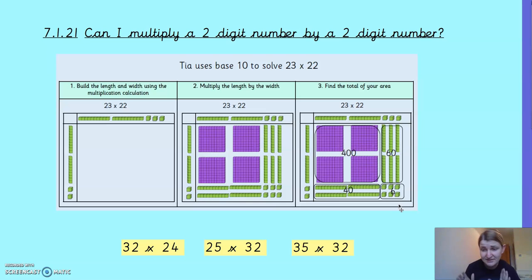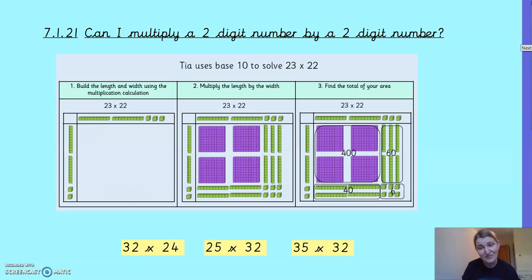Okay, now for me personally, this actually takes quite a lot of time to get my head round. So don't worry, we're going to explore a couple of different ways of doing this. But if you would like to have a bit of an experiment, we've got 3 number sentences down here at the bottom. If you want to have a go at creating the same sort of model that Tia's used, using base 10, so draw out for this one along the top, make 32, 3 10s, 2 1s. Along the side, 24, 2 10s, 4 1s, and have a go then at filling in the bit between it by multiplying. Okay, when you're ready, I'll show you the next way of doing it.